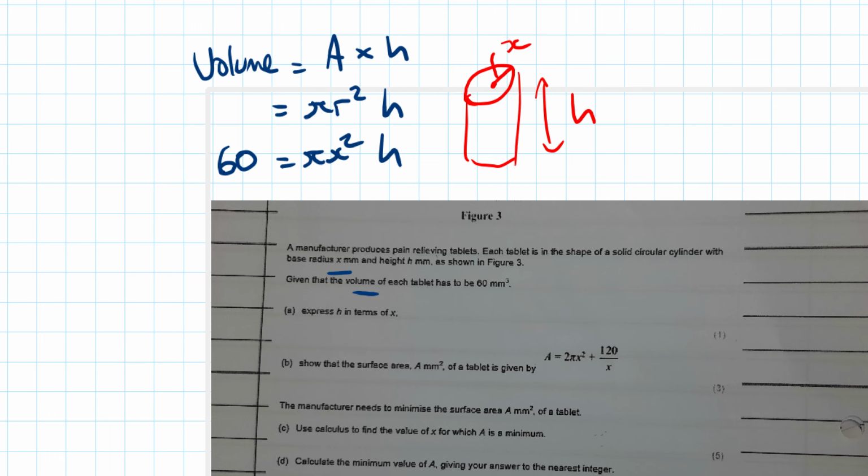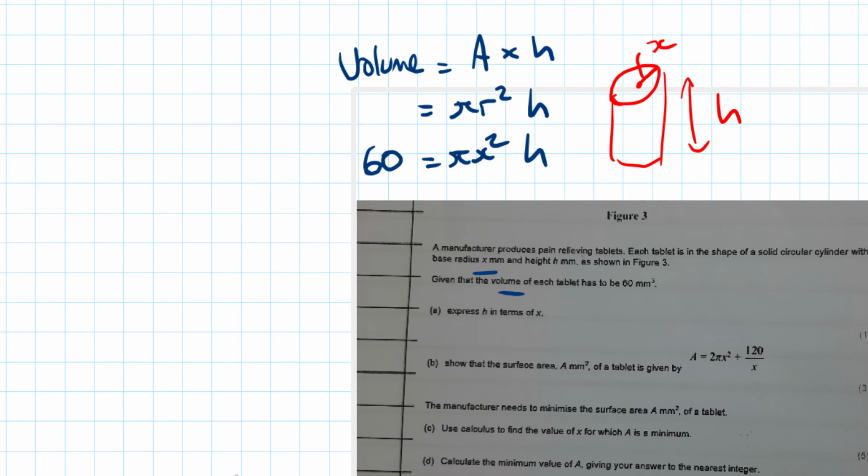So it wants us to express h in terms of x, so we just want to make h the subject. We've got pi x squared times h, so we're just going to divide both sides by pi x squared. So h is equal to 60 divided by pi x squared. And that's your answer to number 1.